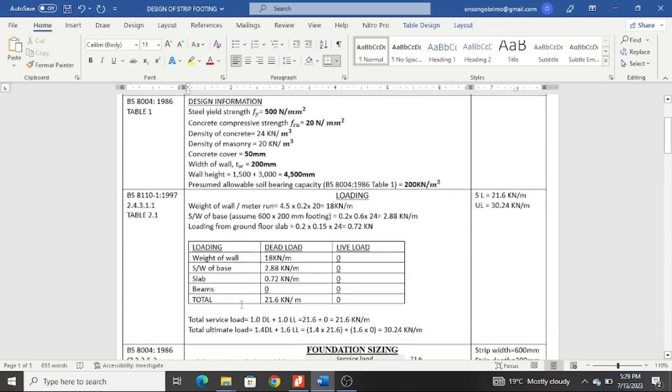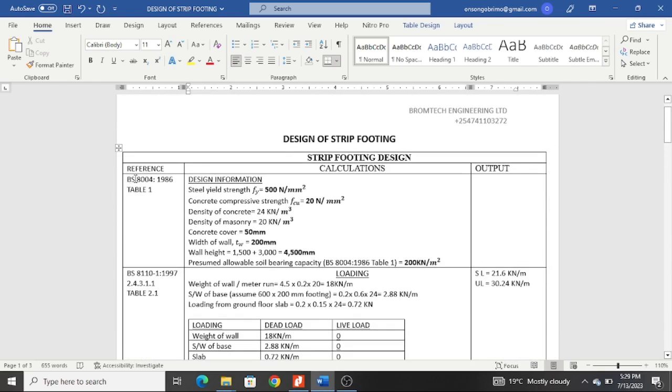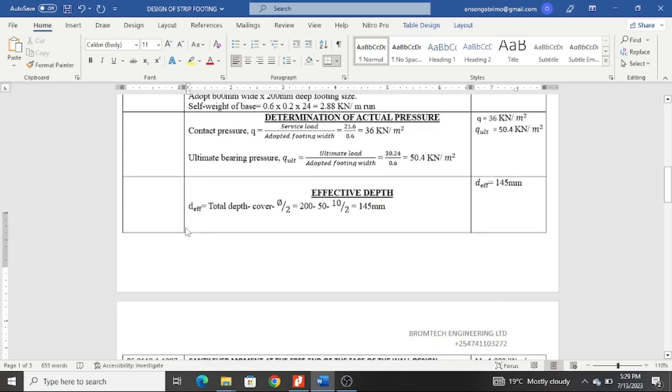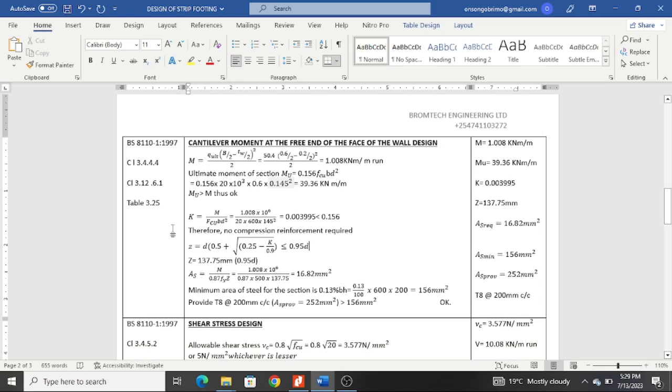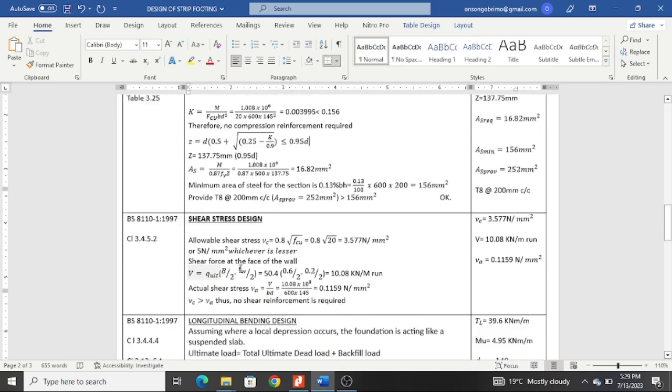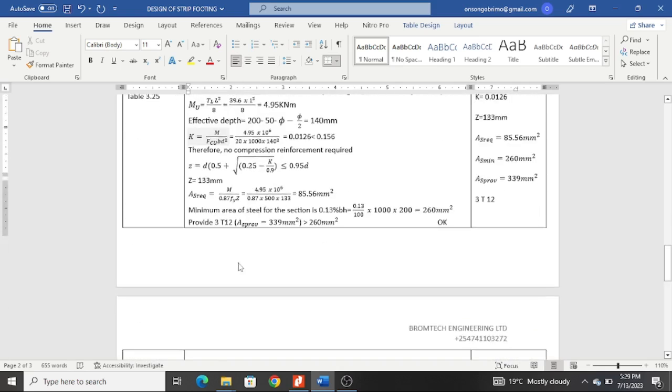And the codes that you need to take into consideration is the British Standard 8004, the 1986 version, and the British Standard 8110 Part 1, the 1997 version that deals with concrete. Therefore, that is where we end our study.